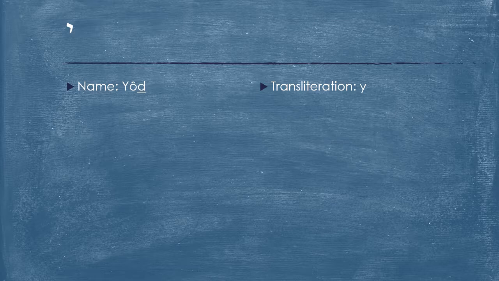Then comes Yod. Yod makes the Y sound, and I know the Germans, whenever they would transliterate Yod, it often came out as J, and so we get the name Jehovah, mostly out of a kind of incorrect transliteration. It actually makes the Y sound, from which we get the name Yahweh.